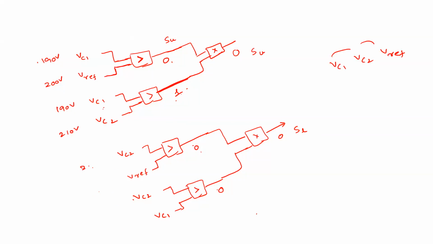So this is VC2, this is 210 volts and this is 200 volts. And this VC2 is again 210 volts and this is 190 volts. Now tell me which switch is on in this case. So this is 180 and 180, right? This is 0, so this is also 0, and this is 1, so this is 1. Therefore, the lower switch is on. Understood? Understood.